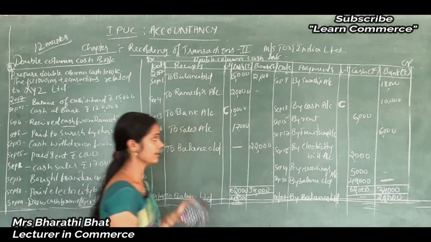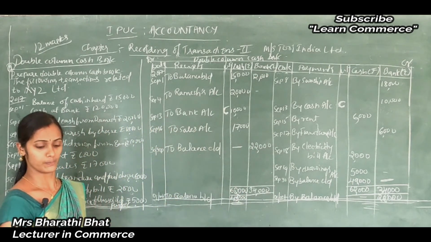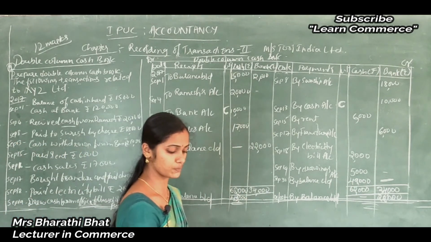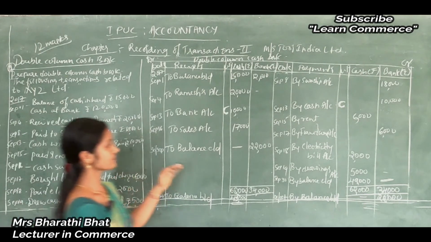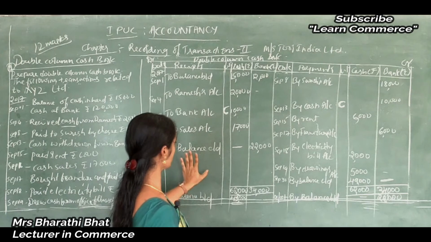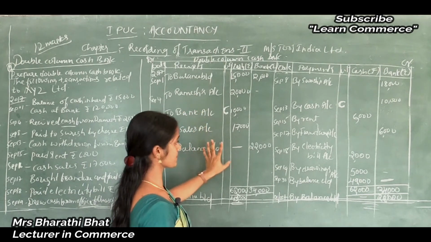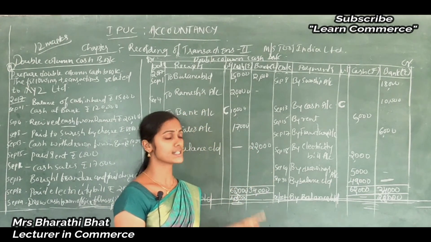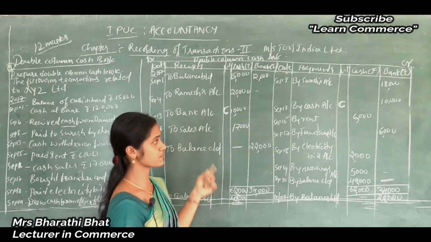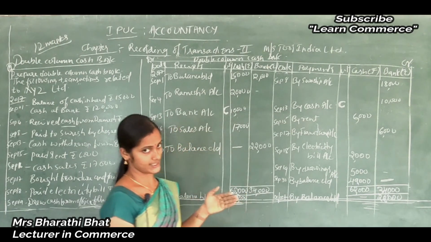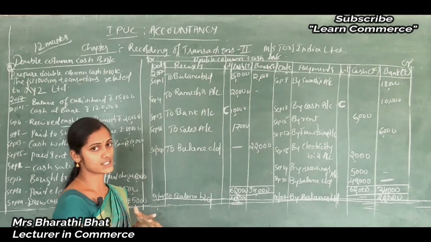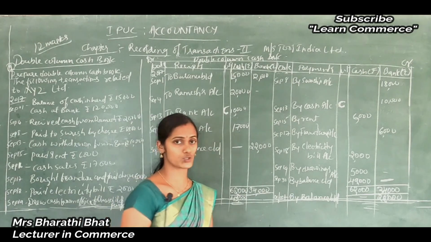Okay, this is the correct procedure to prepare a double column cash book by following these transactions. According to this, your cash receipts are more than your cash payments, but your bank receipts are less than your payments, meaning your expenses are more than your receipts. So I hope you understood this sum.